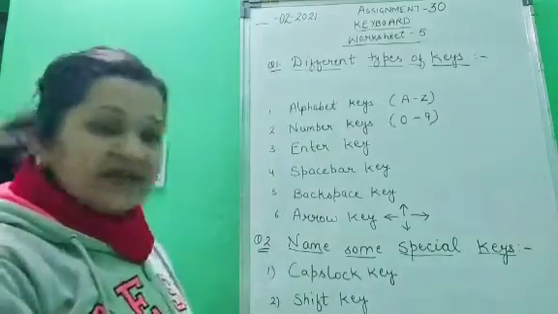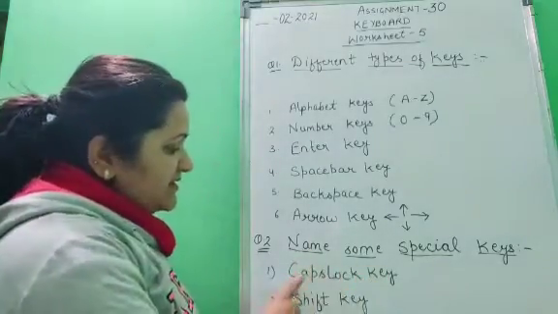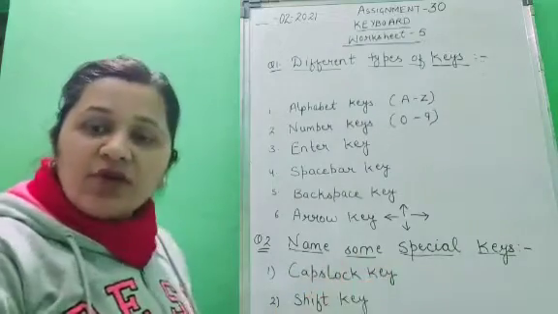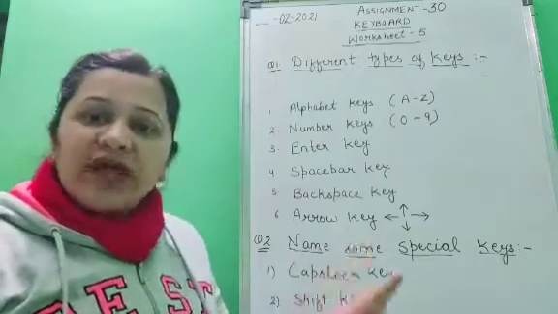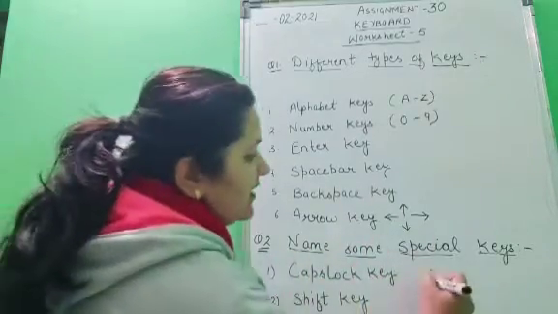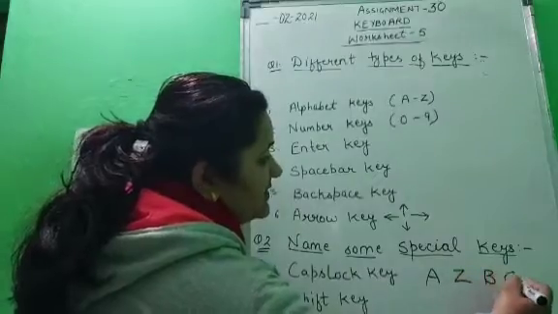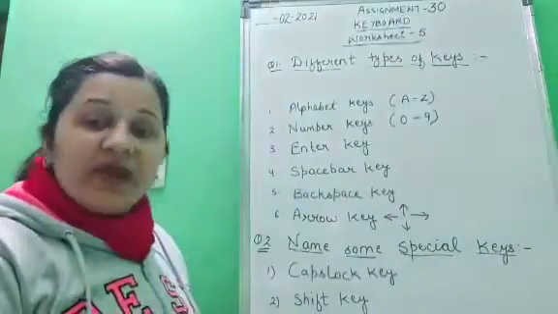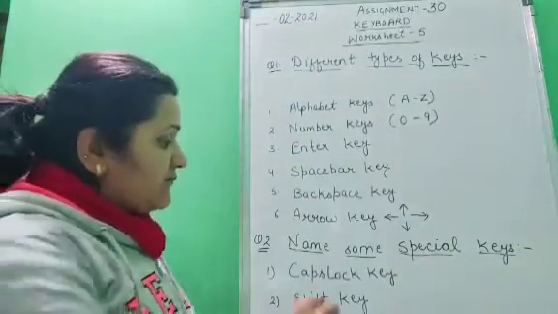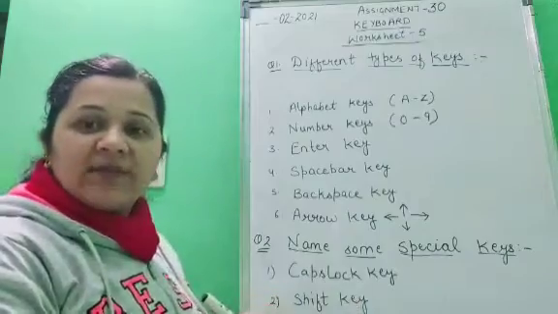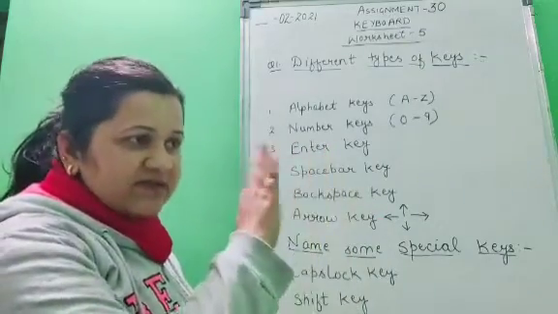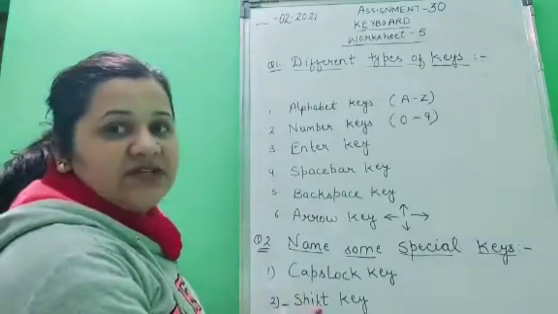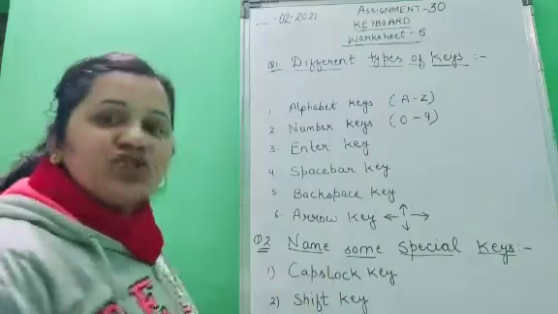So, the first is caps lock key. C-A-P-S, caps, L-O-C-K, lock, K-E-Y, key. Caps lock key means, see children, if we want to type capital letters like this, A, Z, B, C, these are the capital letters. If you want to type capital letters on the computer screen, then we have to press the caps lock key. When we press the caps lock key, then whatever we type will be seen on the screen in capital letters.